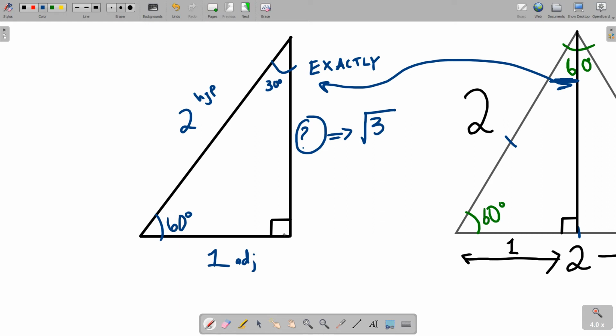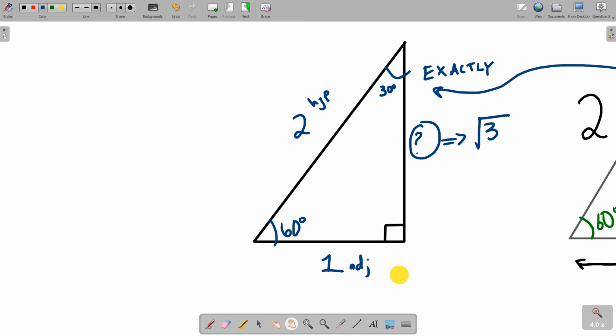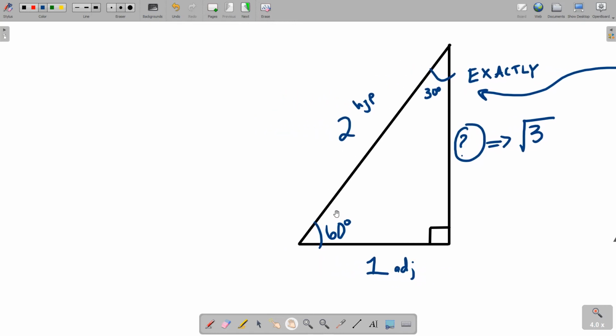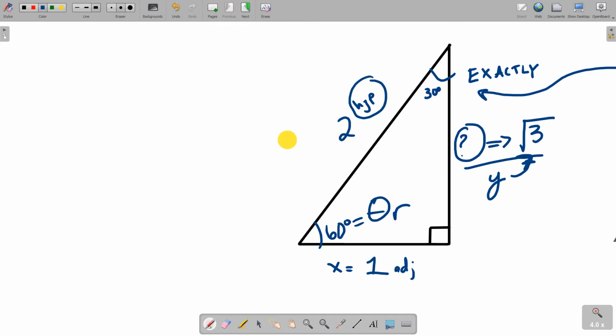Okay. So this is one of the special triangles which you get to know. When you have a 60-degree referent angle, a referent angle of exactly 60 degrees, you have an adjacent or an x value of exactly 1, a y value of exactly root 3, and then a hypotenuse, or technically a radius, of 2.